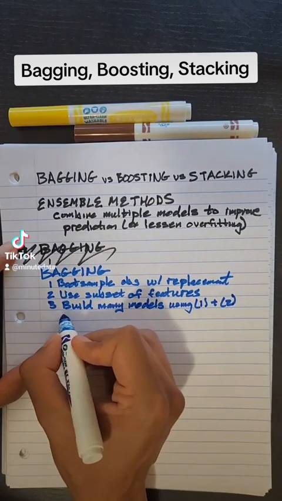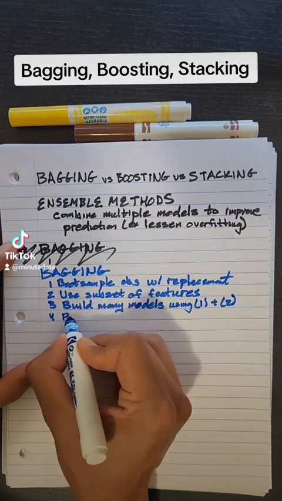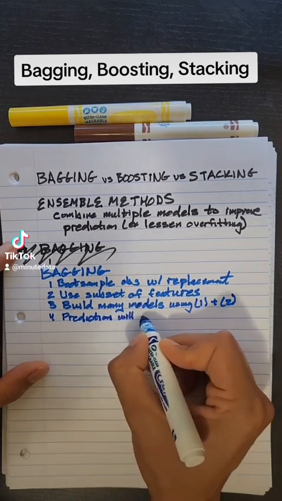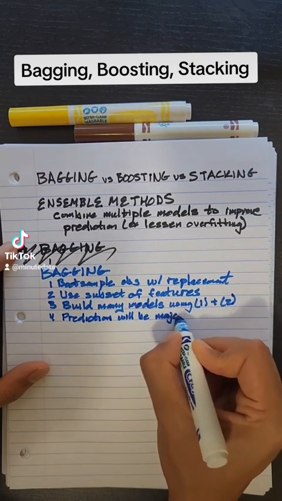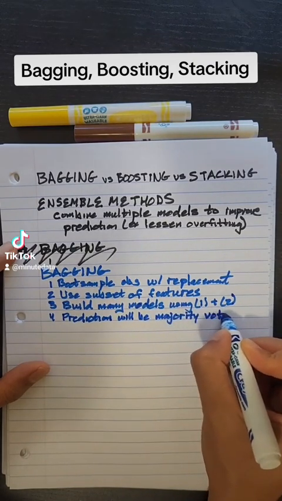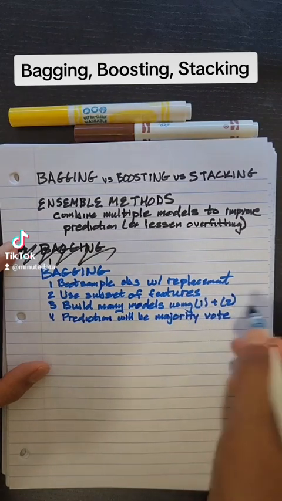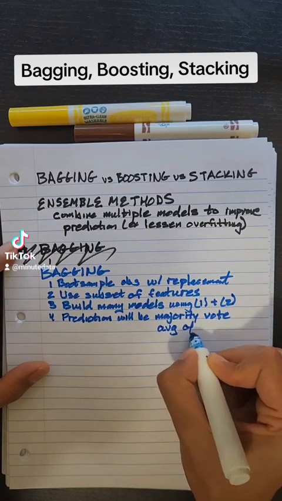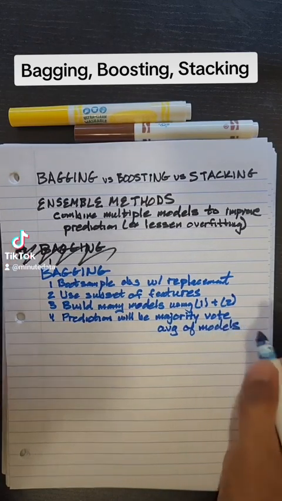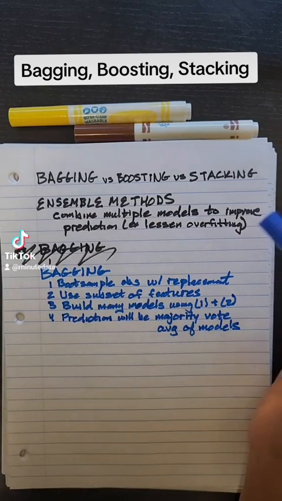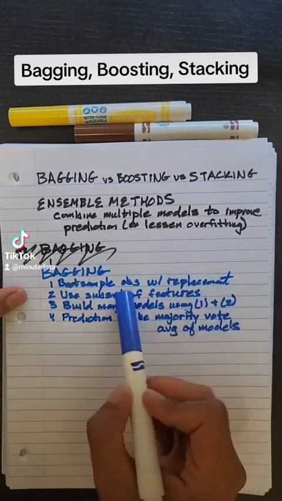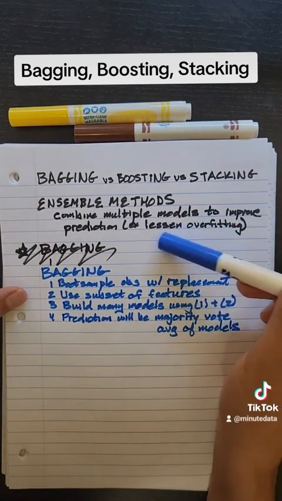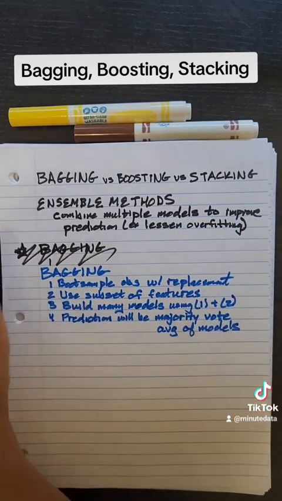And then our prediction will be, say, majority vote of the models, if it's a categorical variable, and then if it's a continuous variable, say average of the models. And we have two sources of noise here. We have a source of noise coming from the bootstrap sampling, and another source of noise coming from using a subset of features for each model. And then one outcome to this is you'll probably lessen overfitting because you're adding those sources of noise.